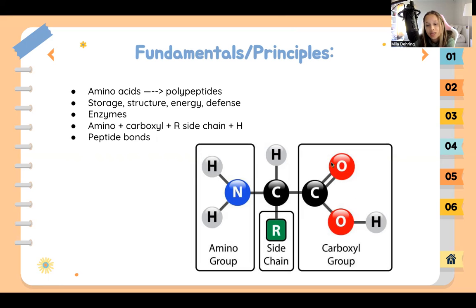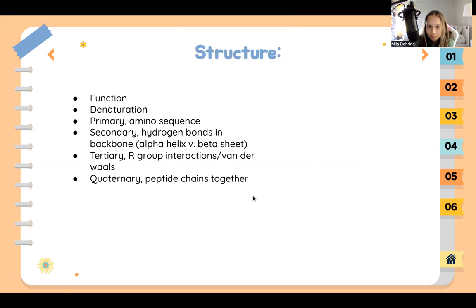Another functional group is the carboxyl group, which is a carbonyl and a hydroxyl together. These are attached to a central carbon, which then has a hydrogen atom on one side and a side chain. These are R side chains, and the different R side chains determine what amino acid there is. Amino acids linking together form peptide bonds.